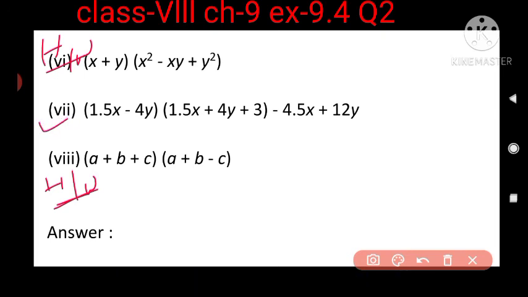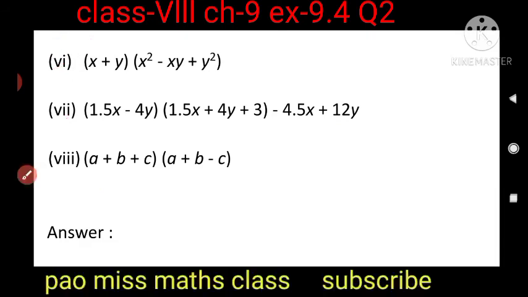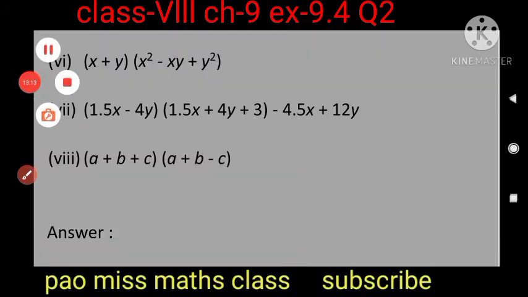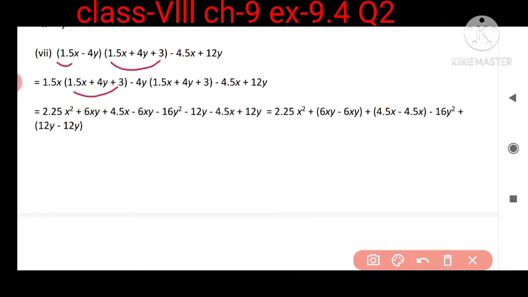Now question number 7. Come to question number 7. What is given? 1.5x minus 4y, then 1.5x plus 4y plus 3, then minus 4.5x plus 12y. Now we have to solve this. Write down the question. So here is the solution of question number 7. What you will do? This first term you will multiply with all the terms of the trinomial. Here it is 3 terms, so trinomial, you have to multiply with all the terms of this trinomial. Second is given what? Minus 4y. So minus 4y you will multiply with all these terms. And the last 2 terms will remain same.